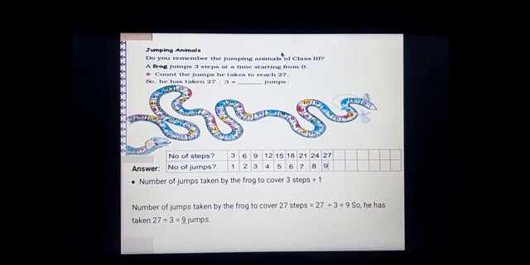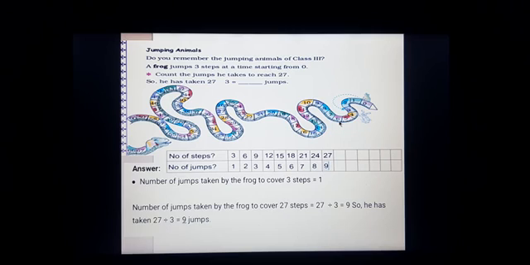Do you remember the jumping animals of class 3? I hope you people remember that, right? As we already saw in your class 3, the same thing is given in continuation in this class 4. A frog jumps 3 steps at a time starting from 0. Here it's sitting on the 0, and when it jumps to the number 3, means from 1, 2, 3. So 3 steps, right? For one jump, it is taking 3 steps.